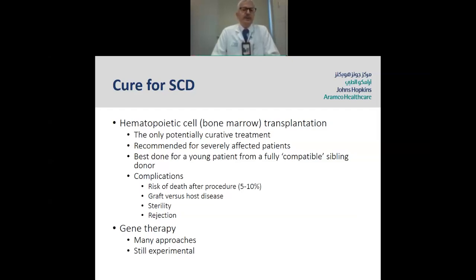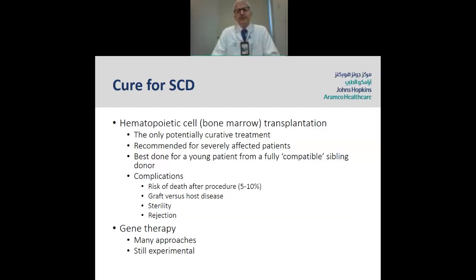What are the complications? Risk of death during the procedure. It depends who you believe, and on various studies and the condition of the patient and the age. The younger, the better, and it ranges anywhere between 5 to 10%. And then there is graft versus host disease. This is a chronic illness where the bone marrow that's being transplanted attacks the patient. This is foreign. This is not me. This doesn't belong to me, so it attacks it and can affect multiple organs.